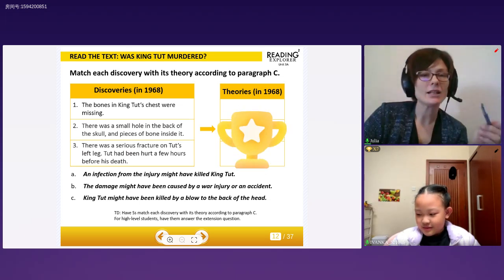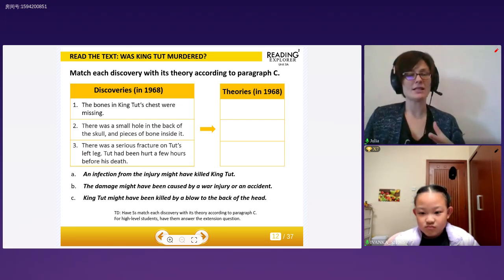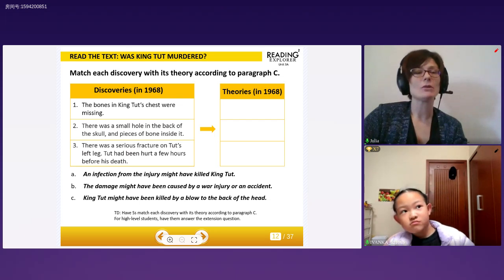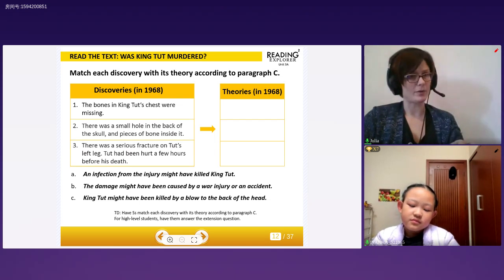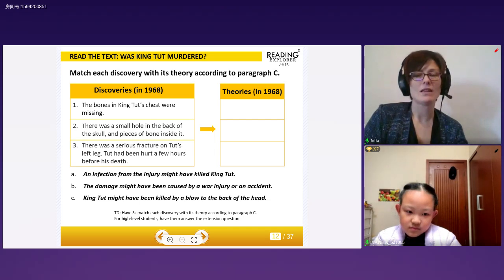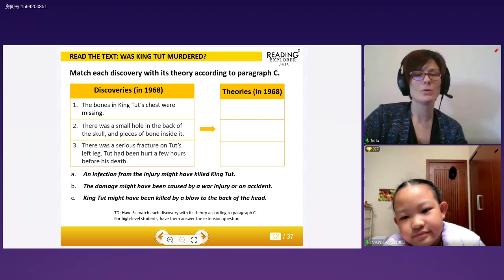And now we can talk about discoveries here. We can match the discovery with some theories. We have theories that were made in 1968. Let's talk about the first one. We have the examples down below, A, B, and C. The bones in King Tut's chest were missing. What theory is this one?